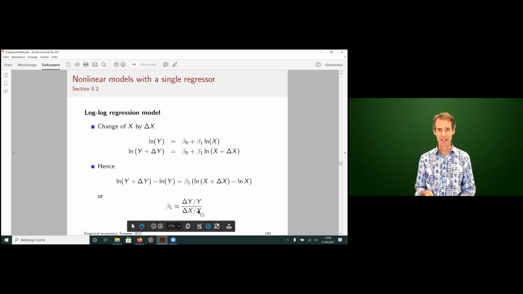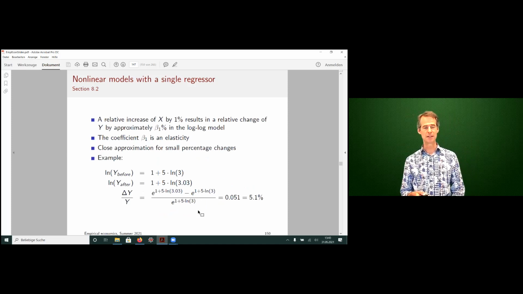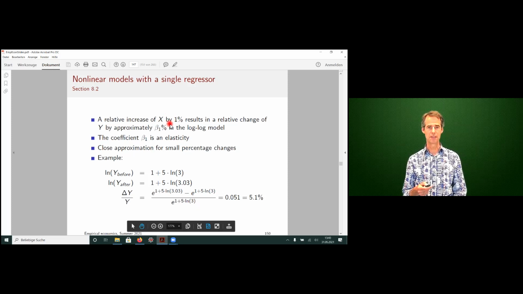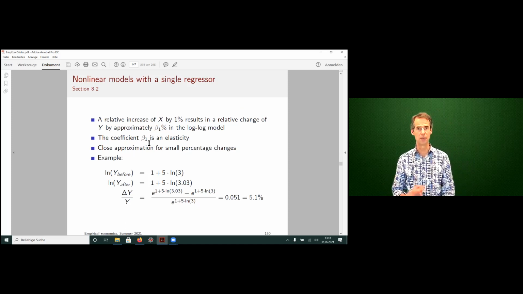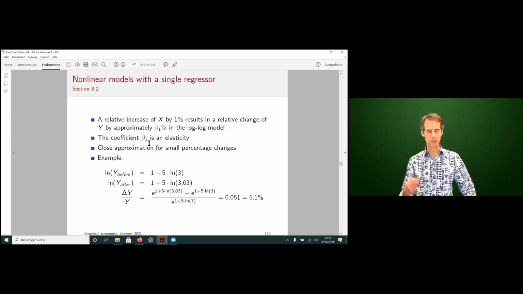Now this rings a bell, and you will remember that a relative increase of x by 1% that results in a relative change of y by approximately beta 1% means that beta 1 is an elasticity. That's the very definition of elasticity. What's the percentage change in one variable in response to a 1% change in the other variable? So here, beta 1 is just an elasticity. And the interpretation is just as you have learned in microeconomics, or maybe also in macroeconomics. And as usual, the approximation is very close for small percentage changes.